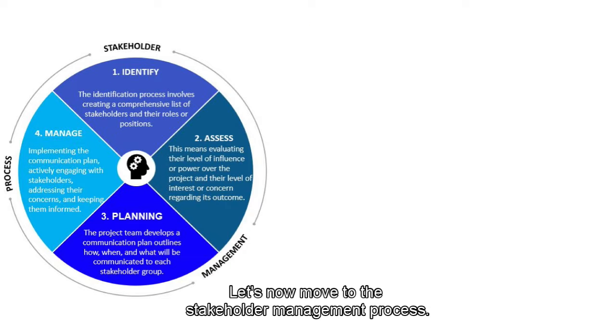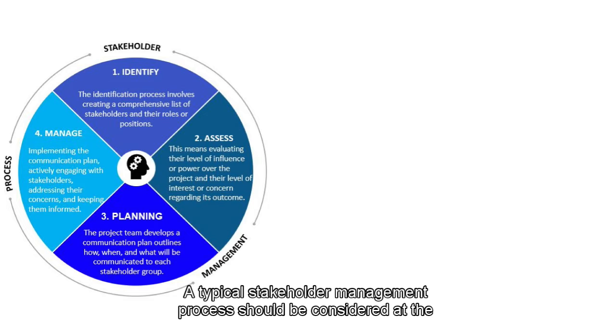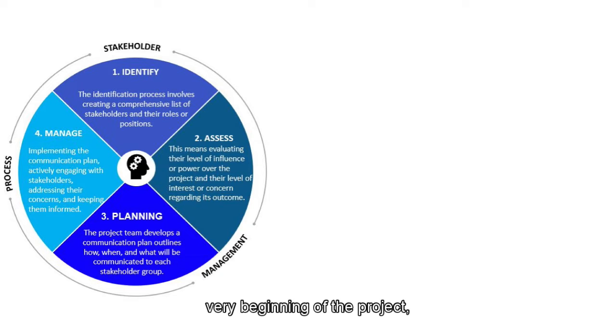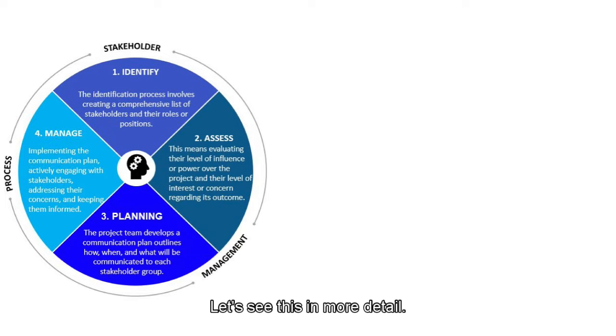Let's now move to the stakeholder management process. A typical stakeholder management process should be considered at the very beginning of the project and needs to have the following 4 steps: identify, assess, communication planning, and manage. Let's see this in more detail.